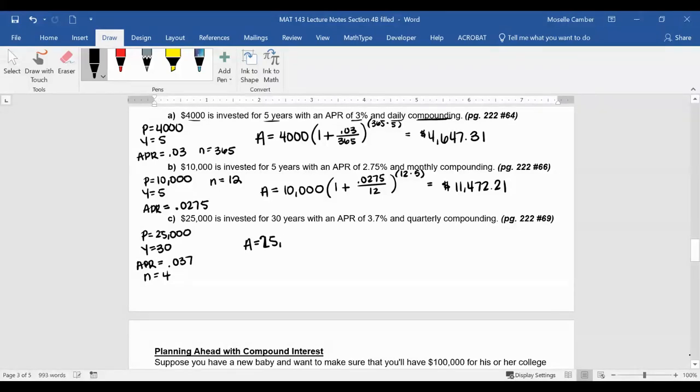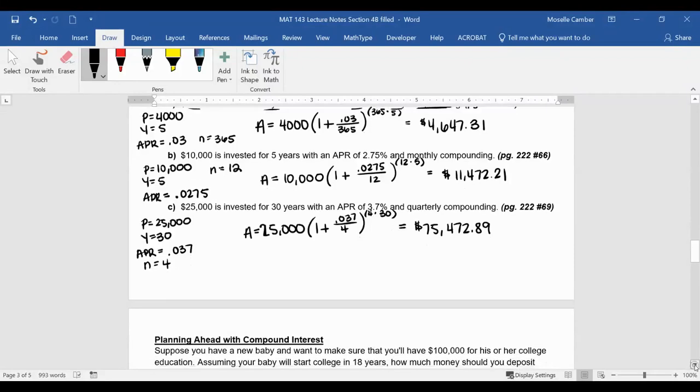So I have 25,000 to begin with, and I'm going to multiply that by my interest increase. So we have 1 plus 0.037 divided by 4 times per year. We have 4 times a year for 30 years. And we get $75,472.89. So we have tripled the money that we have after 30 years by not doing anything, just letting it sit.